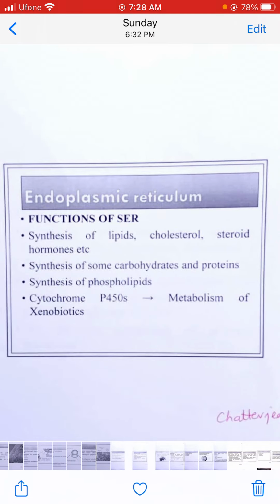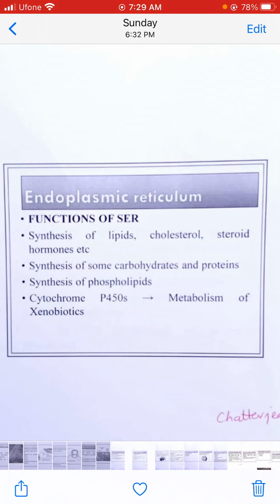Some of the functions of smooth endoplasmic reticulum: lipids, cholesterol, and steroid hormones are going to be synthesized in this smooth endoplasmic reticulum, because these are not protein in nature and we don't need any kind of ribosomes here. So these other than protein biomolecules are going to be synthesized, like lipids, cholesterols, and steroid hormones. And some of the carbohydrates and proteins are also synthesized in the smooth endoplasmic reticulum.